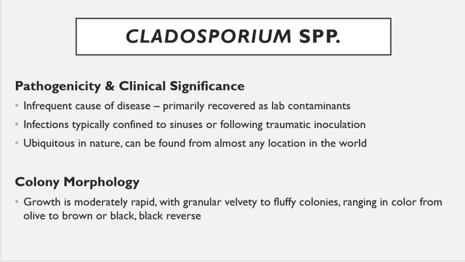It's primarily recovered as a lab contaminant. Infections can typically be confined to the sinuses or follow traumatic inoculation. This species is ubiquitous in nature and can be found almost in any location in the world. For colony morphology, growth is moderately rapid, with a granular, velvety to fluffy colony, ranging in color from olive to brown or black, and the reverse side of the plate is also black.